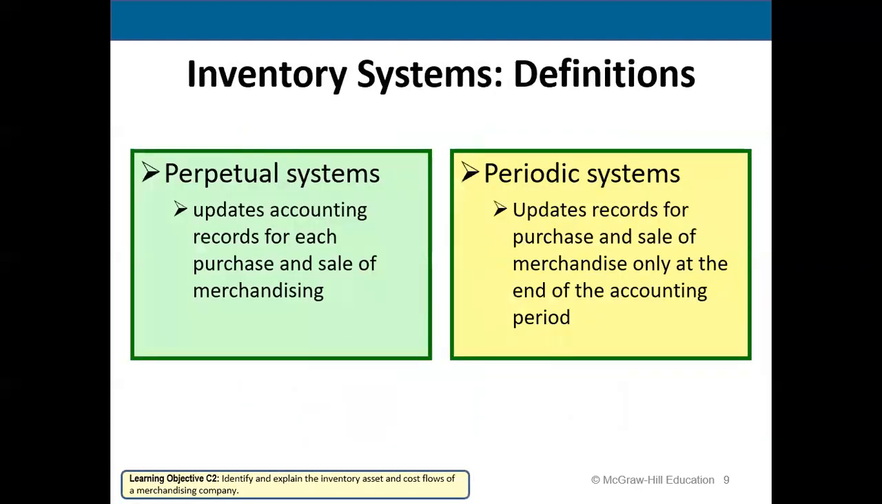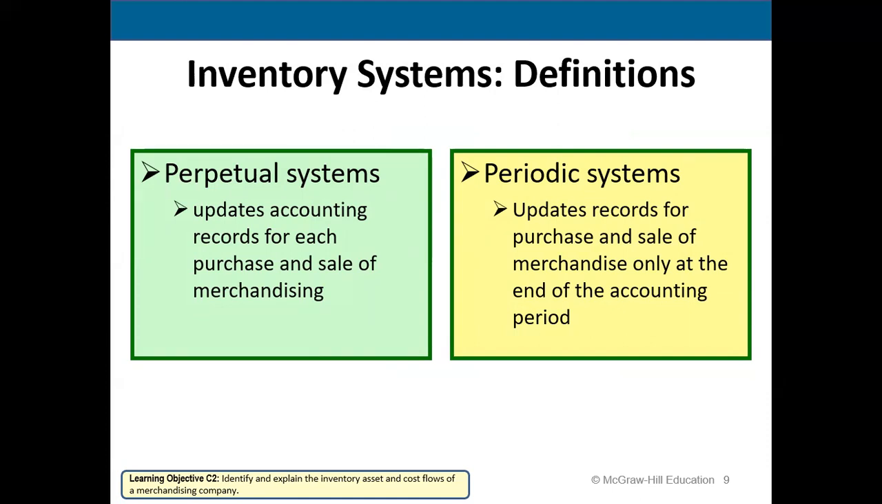And recognize also that there are two types of systems. More and more, the world is switching to perpetual systems. Perpetual systems are where we update our accounting records each time we make a purchase, so if we buy stuff from our supplier, and each time we make a sale when we sell stuff to customers. Computers make it much easier for us to do that, right? If you go to the store and you scan something on a barcode, it automatically deducts that from inventory and calculates the cost of goods sold.